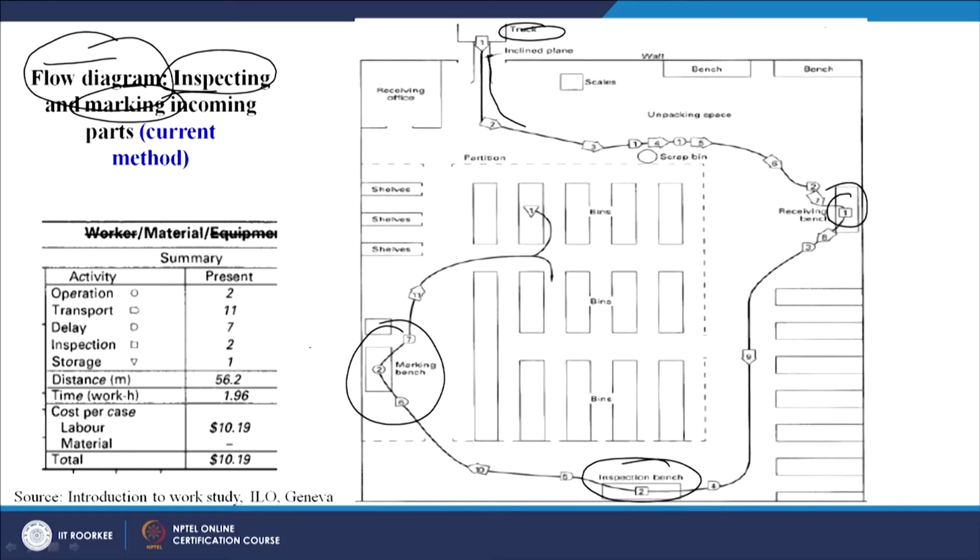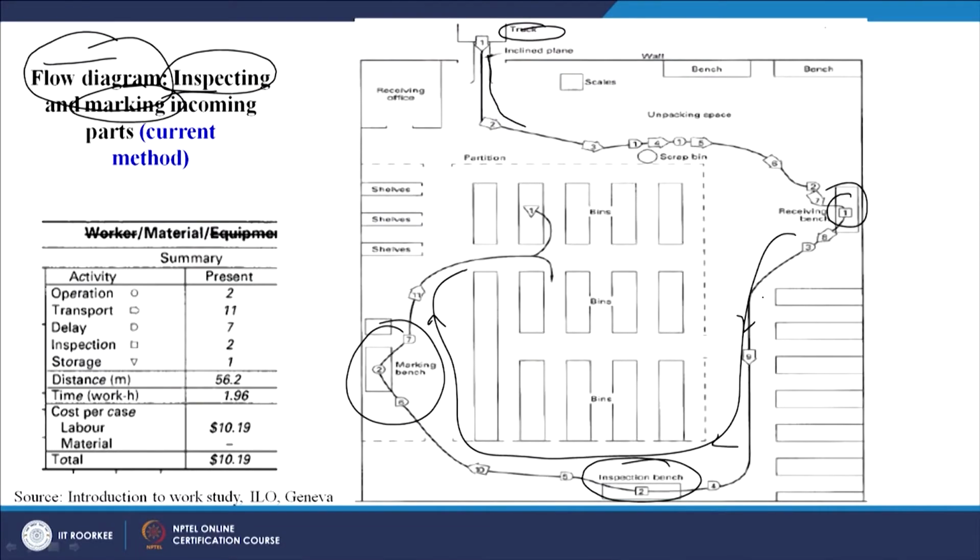And if you remember, we have tried to relocate, we have tried to change the layout in order to reduce this travel. How we have done that? You can refer to the previous session. But here what we are trying to understand is the difference between the flow process chart and the flow diagram. So this represents the flow diagram.